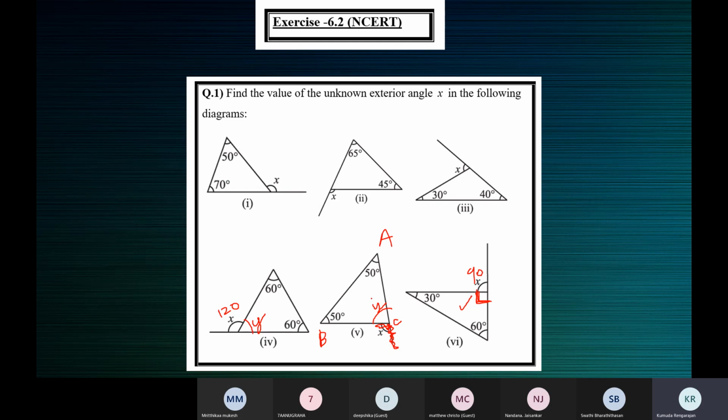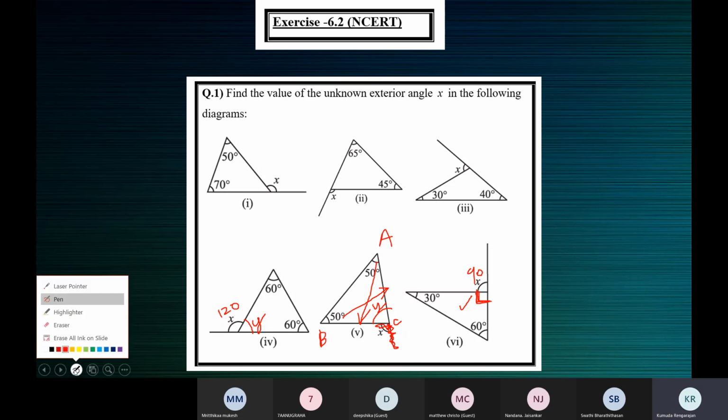ABC is the triangle. Angle B is 50 degrees. So leave that letter B. The remaining two letters AC will be the opposite side for 50 degrees. Now for angle A, which is the opposite side? BC, ma'am. For angle A, BC is the opposite side. Leave that letter A. The remaining two letters, BC, will be the opposite side.